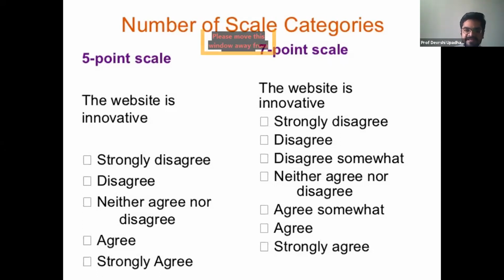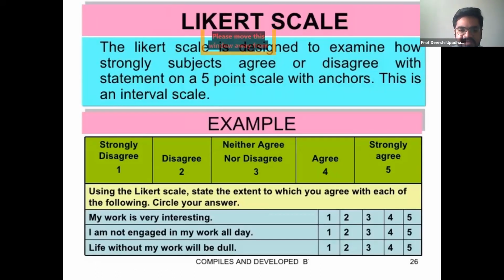In the 7-point scale, I have added two more options. The first is strongly disagree, the second is disagree, the third, newly added, is disagree somewhat, the fourth is neither agree nor disagree, and next are agree somewhat, agree, and strongly agree. You can frame this kind of scale based on the related question that you have framed. Next is an example of a Likert scale question.